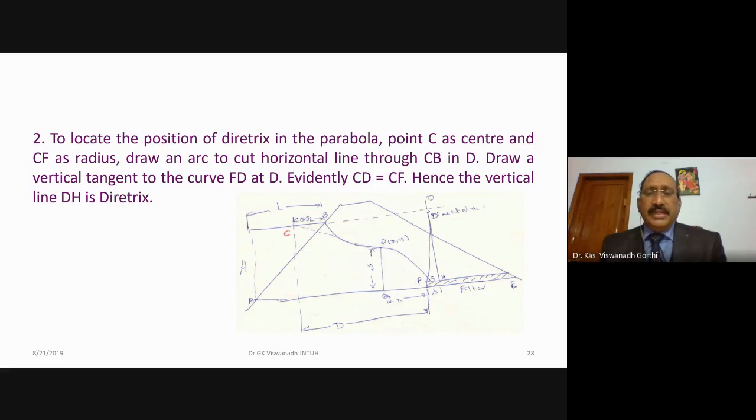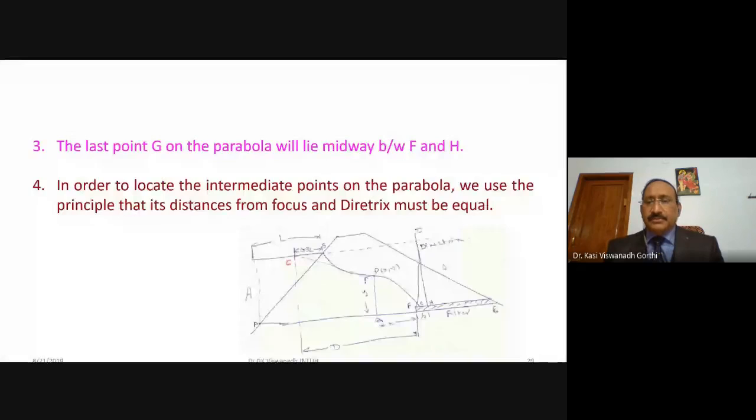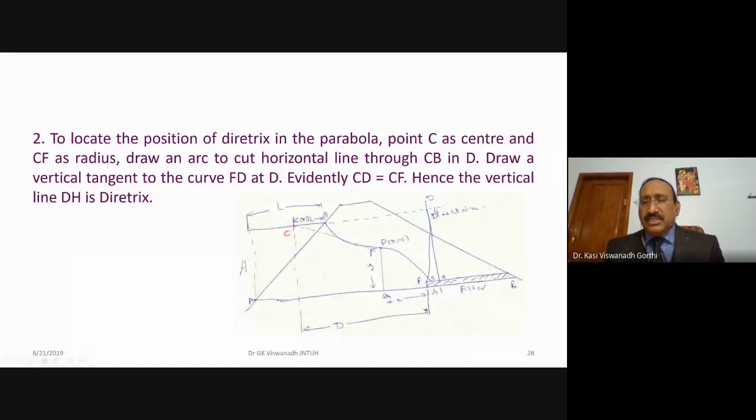So you are getting now the point D by taking C as a center, CF as the radius, draw a curve. This curve cuts the horizontal line of BC at point D. Draw a vertical tangent to the curve FD at D. So at this point D, draw a vertical tangent to this curve. Evidently CD will be equal to CF, and DH will be the directrix.